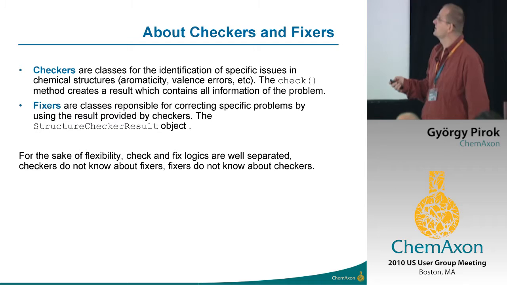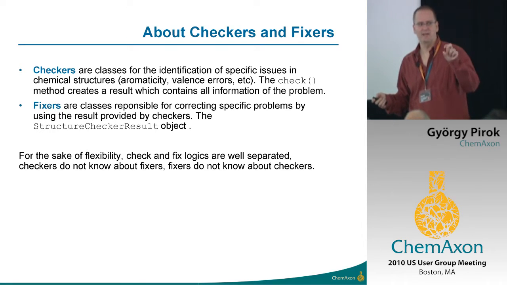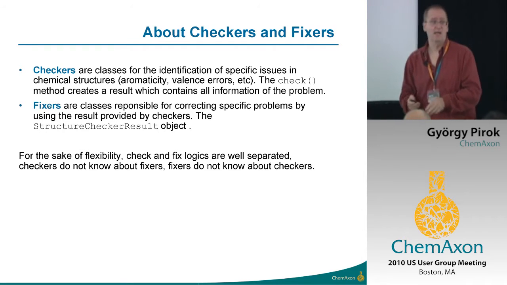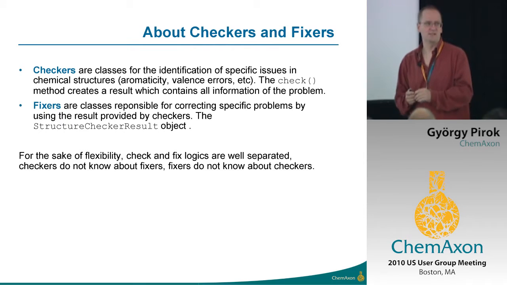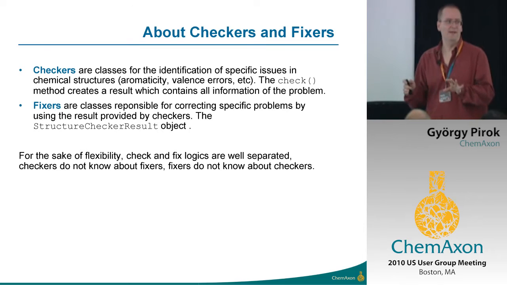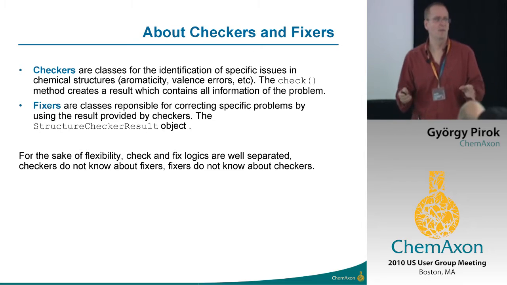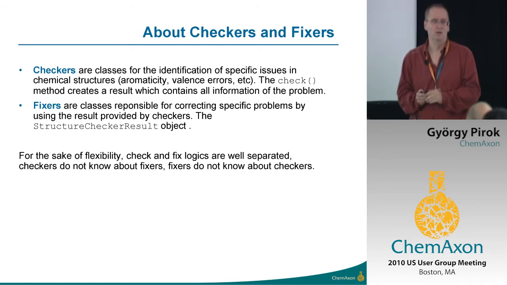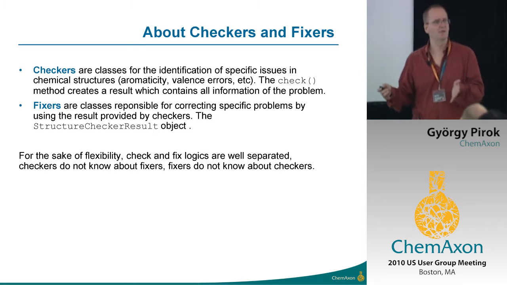So checkers are small classes. Each of them is responsible for one type of error or issue. And they also have some fixers, like cleaning fixer or ungrouping fixers. And these do not know anything about each other. So one checker might have a fixer or more than one fixer available, or maybe there are cases which just detect an issue, but without the chemist, it is not possible to fix it correctly.